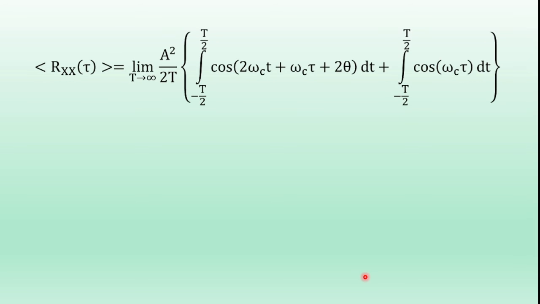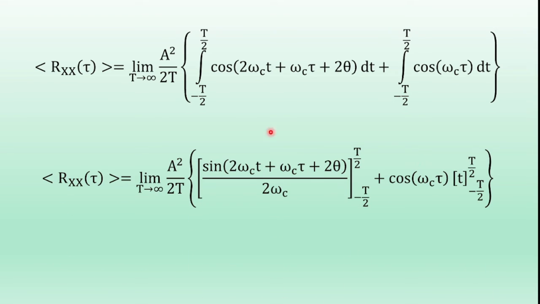So that is equal to the limit as T tends to infinity of A square by 2T into the integral from minus T by 2 to T by 2 of cos of (2 omega c t plus omega c tau plus 2 theta) dt, plus the integral from minus T by 2 to T by 2 of cos of omega c tau dt. In the first integral term, the integral of cos is sine of (2 omega c t plus omega c tau plus 2 theta), integrating with respect to t, divided by 2 omega c, over minus T by 2 to T by 2. Plus, in the second term, integrating with respect to t, cos omega c tau is constant, so it is written before the integration. The integral of 1 dt is t over minus T by 2 to T by 2.